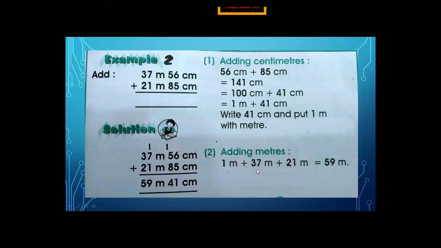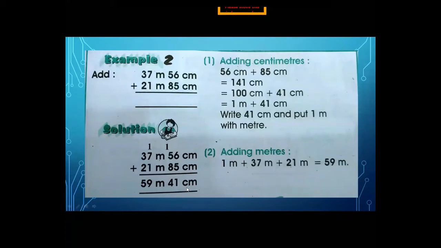1 meter plus 37 meter plus 21 meter. Here you see all the same units, meters. Here 1 meter, then 37 meter, then 21 meter. When we add all these meters, your answer is 59 meter. So your answer is 59 meter and 41 centimeter.